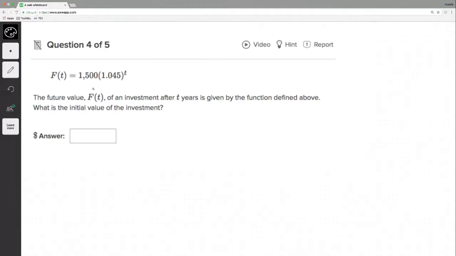All right, f of t equals 1500 times 1.045 to the t power.